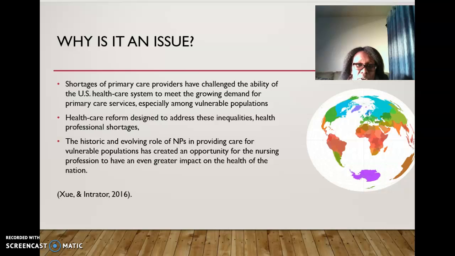The shortages of primary care providers, especially among the vulnerable populations, and healthcare reforms are designed to address these inequalities, to take care of these professional shortages. The historic and evolving role of NP in providing care for vulnerable population has created an opportunity for the nursing profession to have an even greater impact on the health of the nation.